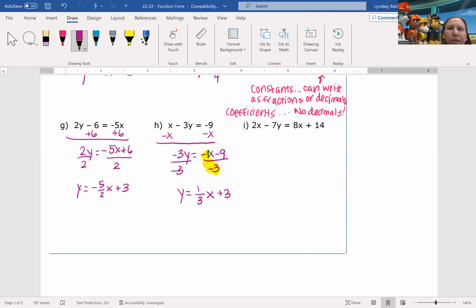And last one, we have to get rid of the 2x, so we subtract it. But this one's a little bit different because we already have x's on the other side, so I can combine that together with the x's I already have. So we get negative 7y equals 6x plus 14. And then we divide by negative 7. It doesn't go into it, so leave it as a fraction. It's going to be a negative, so negative 6/7 x. And then 14 divided by 7 is negative 2.